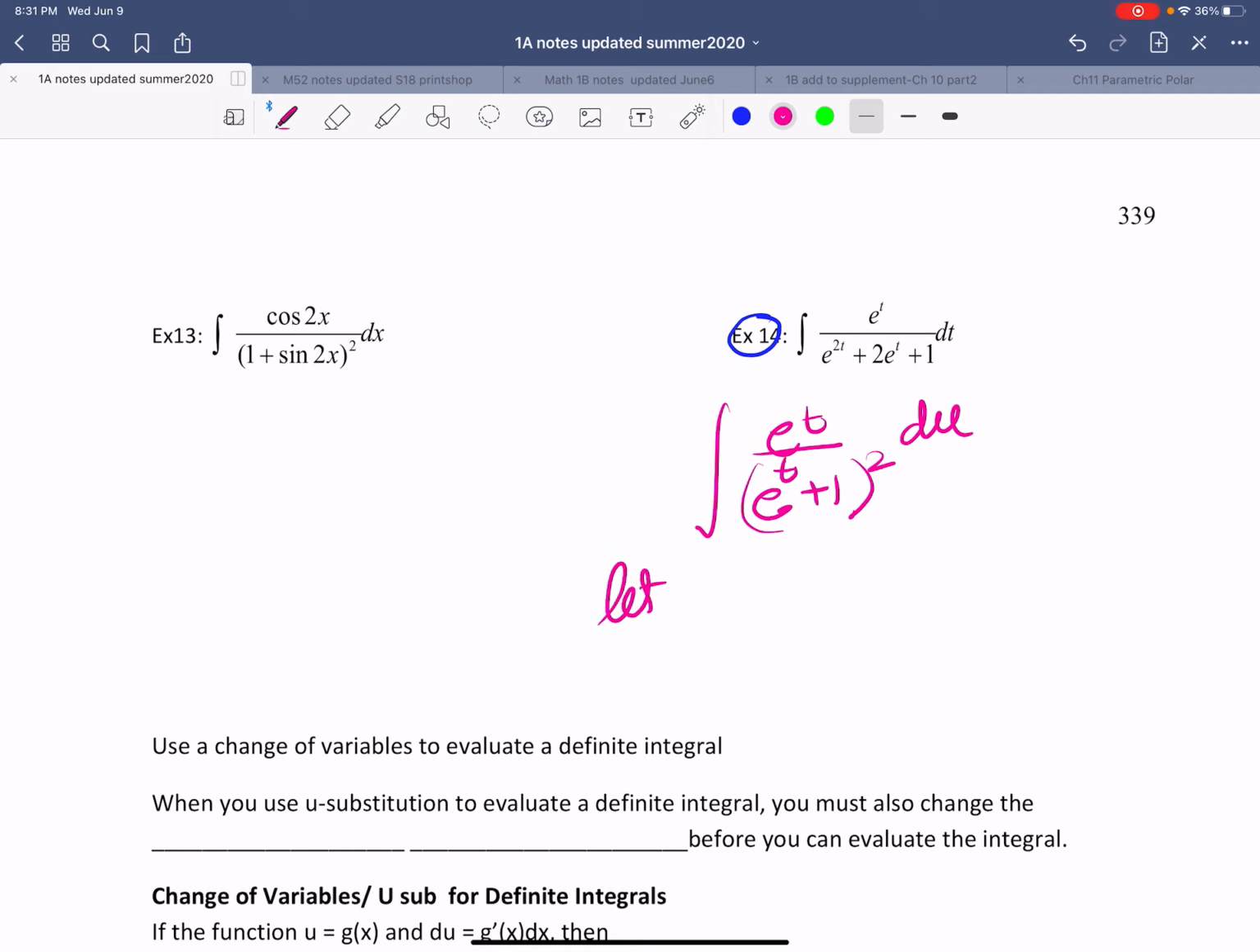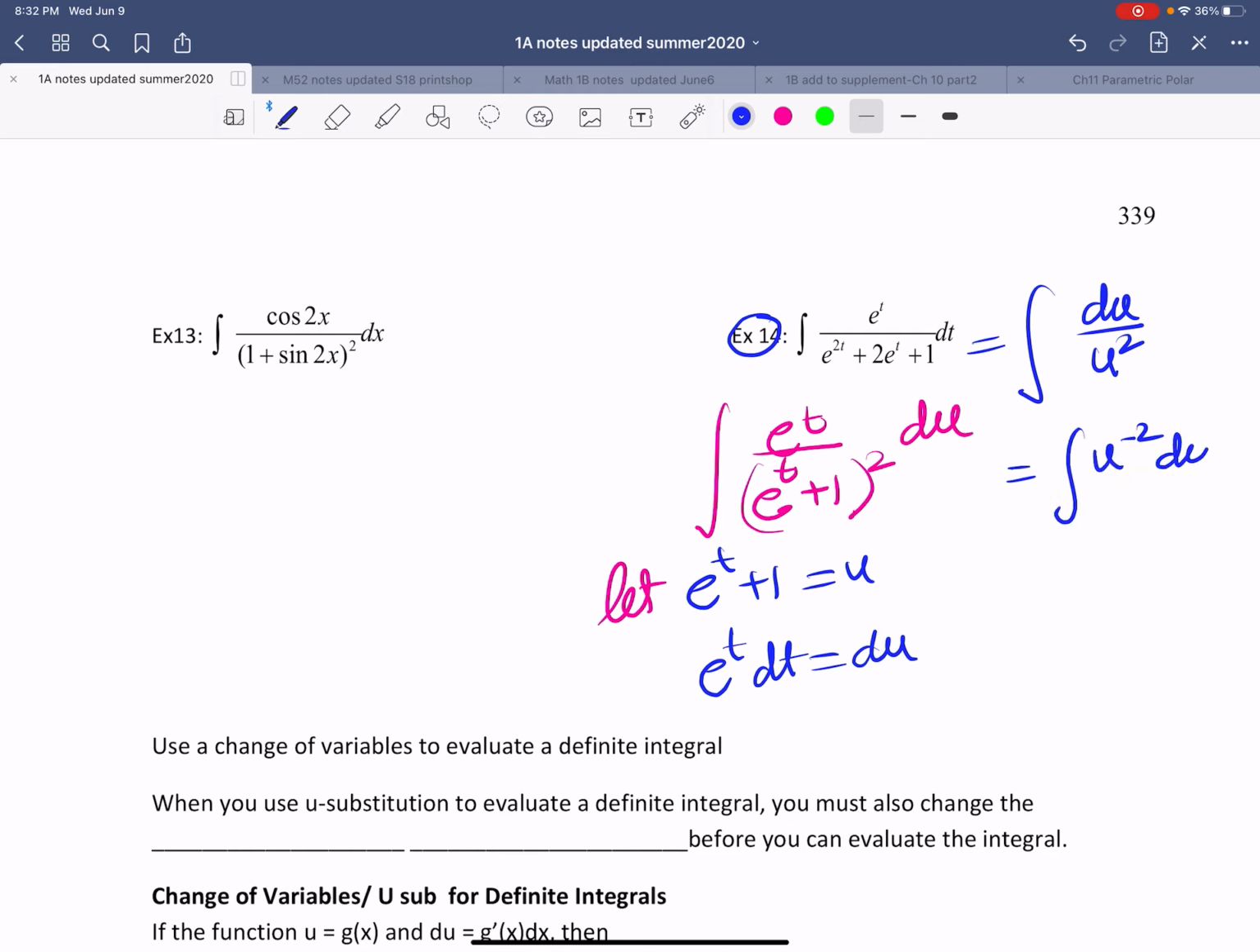Now it's a lot nicer integral. I can go ahead and let e to the power t plus 1 be u, e to the power t dt will be du. So this integral becomes du over u squared, which is u to the power negative 2 du, which is u to the power negative 2 plus 1, negative 1, divided by negative 1, plus c. And we're going to replace the u by e to the power t plus 1 plus c.